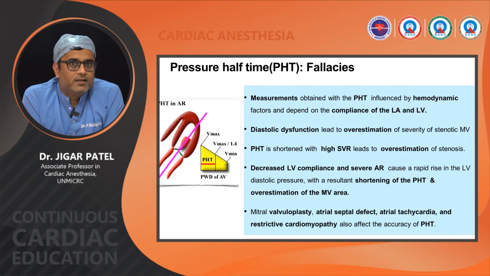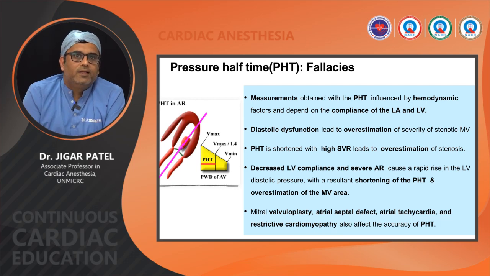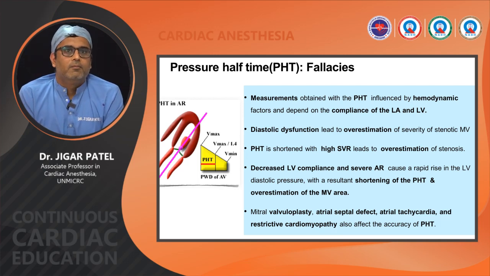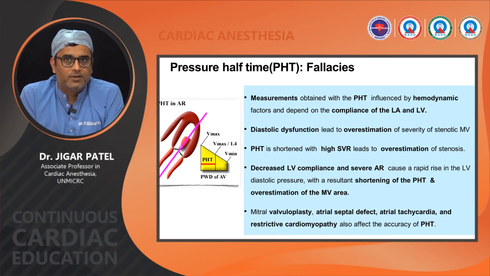When there is a decrease in LV compliance and severe AR, there is a rapid rise in LV diastolic pressure with a resultant shortening of the pressure half time, and you will get overestimation of the mitral valve area. And in mitral valvuloplasty, atrial septal defect, atrial tachycardia and restrictive cardiomyopathy, you cannot get the actual pressure half time.